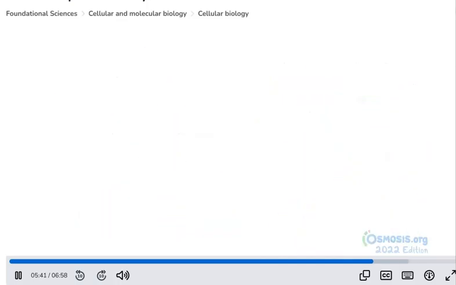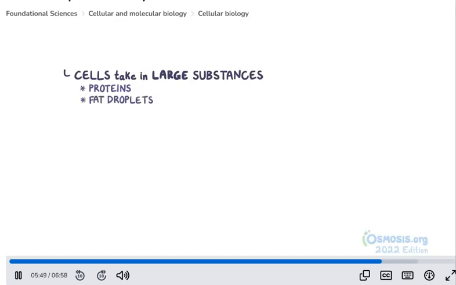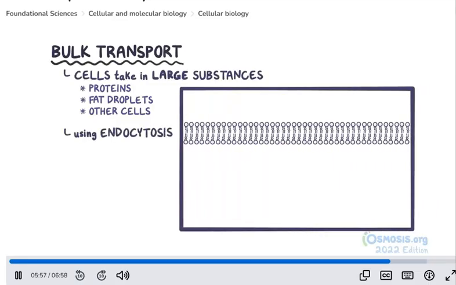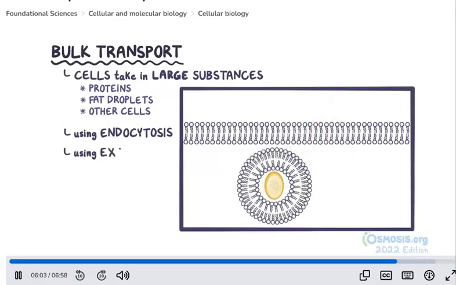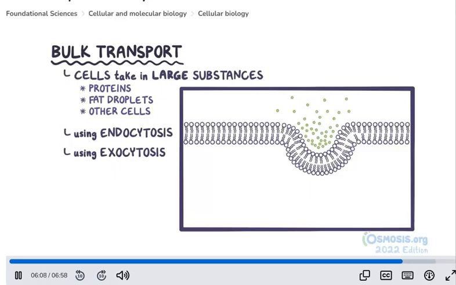Now, in addition to pulling in individual molecules and ions, sometimes cells need to take in relatively large substances, like proteins, fat droplets, and sometimes entire other cells. In these situations, the cell resorts to bulk transport, using endocytosis, where the cell membrane invaginates and pulls in something from the outside. Or using exocytosis, where a vesicle from within the cell pushes something out.